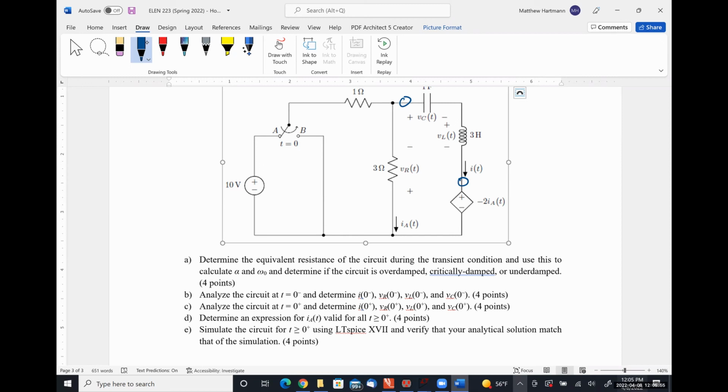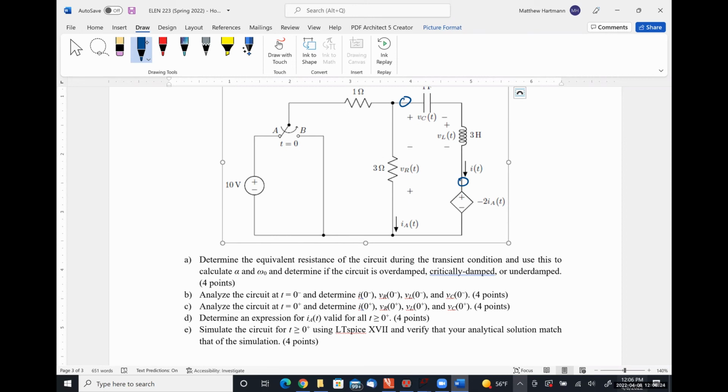Yep, Skylar, about this same one. Whenever you find I at 0 minus, I know the current across the inductor can't change abruptly when you get to 0 plus. So if 0 minus wasn't 0 amps, could you treat I at 0 minus as just like IL of 0 minus?